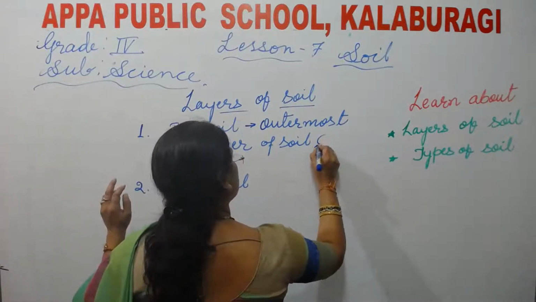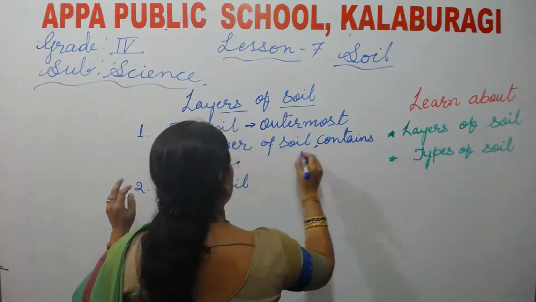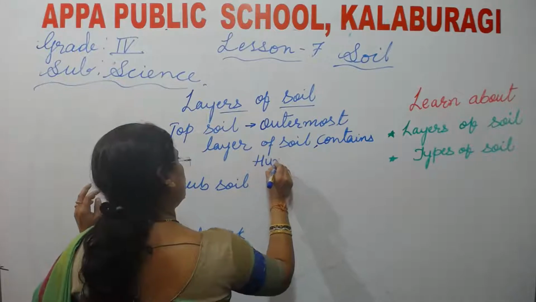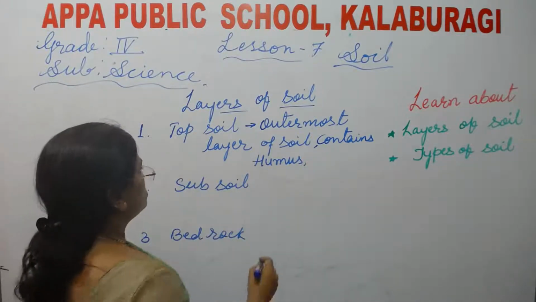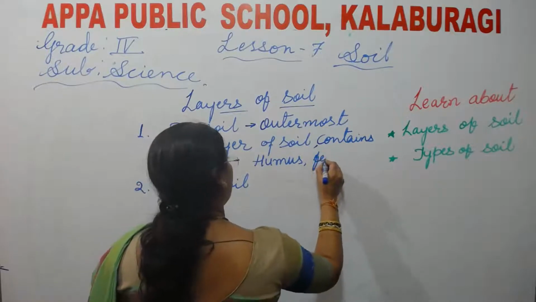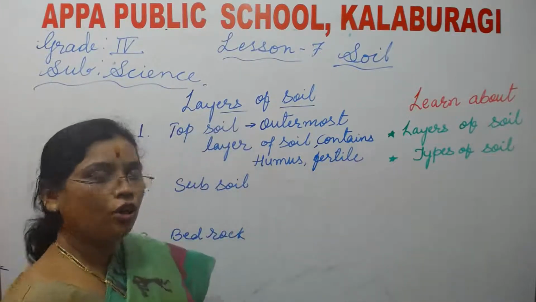And one of the main features of topsoil is that it contains humus. So it contains humus, and as it contains humus, this topsoil is very fertile and it is suitable for the plants to grow.